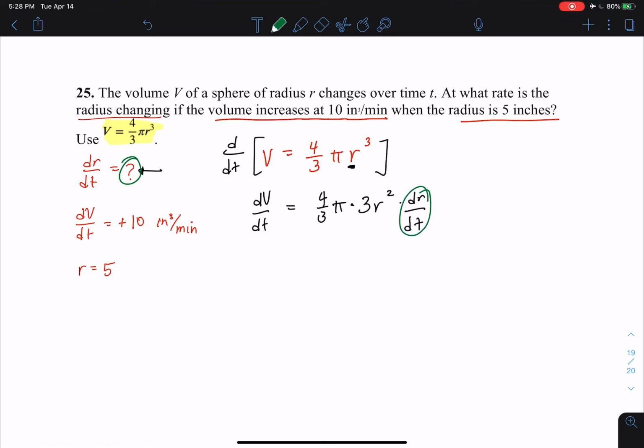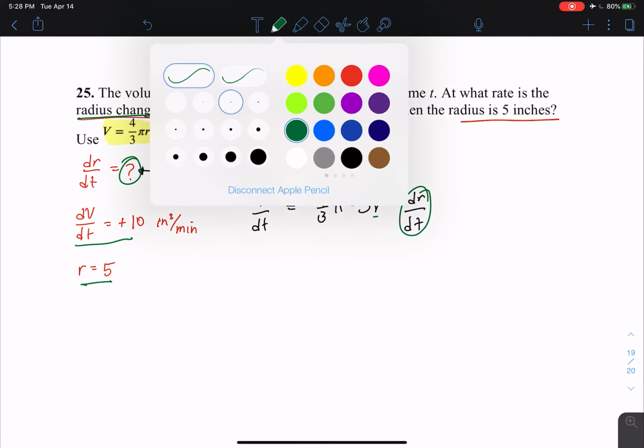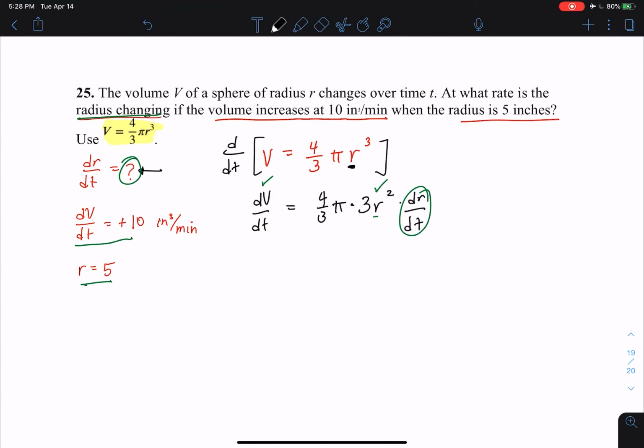At what rate is the radius changing? So we need to know everything else. Do we know dV/dt? Check, it's right here. Do we know r? Check, it is right here. Do we know pi? Just kidding, that's a constant. So we're good to go. Let's plug in everything and then be done.